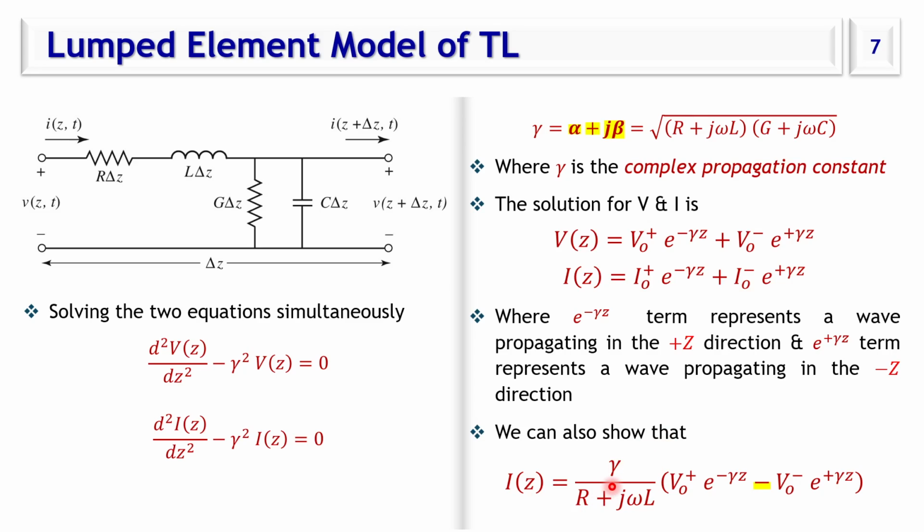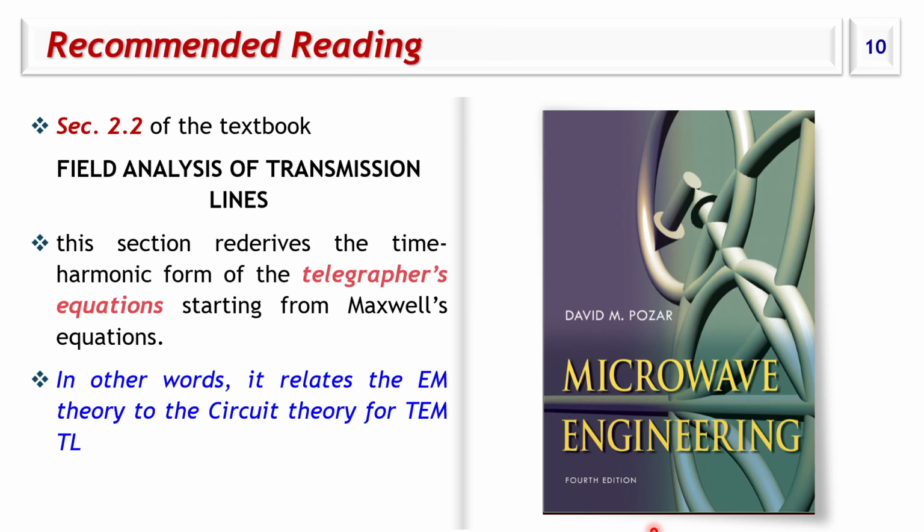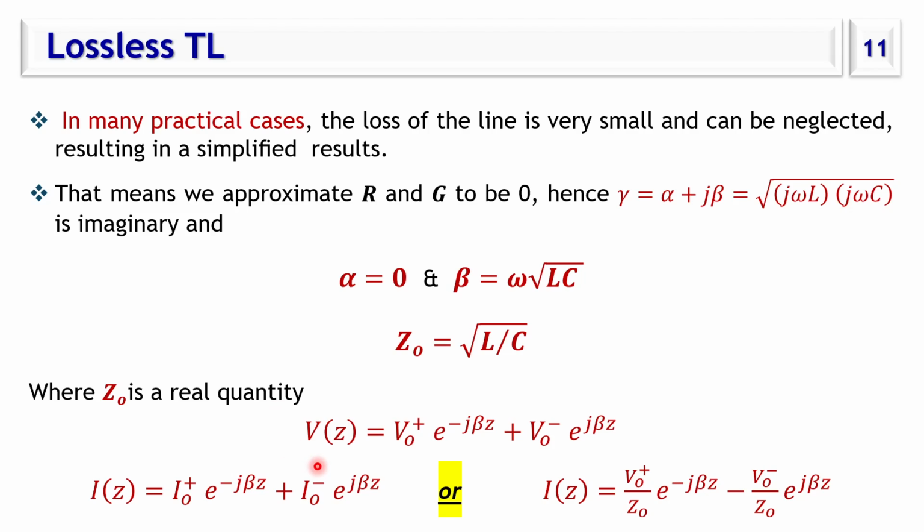So here also, R is neglected, gamma is j beta, so we find that Z naught for the lossless transmission line is a real quantity, and we can write the voltage equation as a positive constant, for the wave propagating in the positive Z direction, e to the minus j beta z, because alpha equals 0, plus V minus, the magnitude of the wave propagating in the negative Z direction, multiplied by e to the j beta z. The current would also have a constant for the wave propagating in the positive Z, plus another constant for the wave propagating in the negative Z. And we can write current in terms of voltage this way.